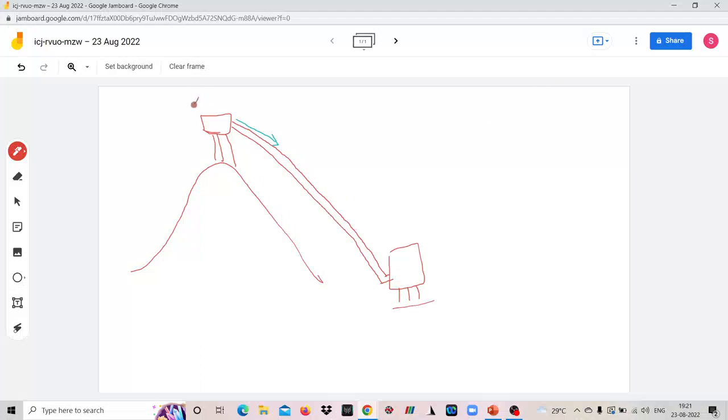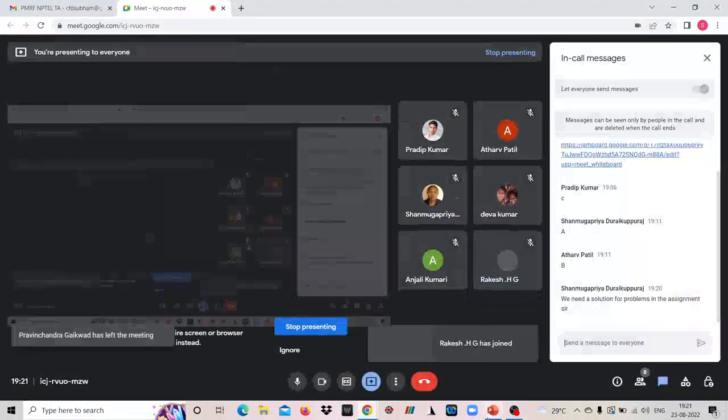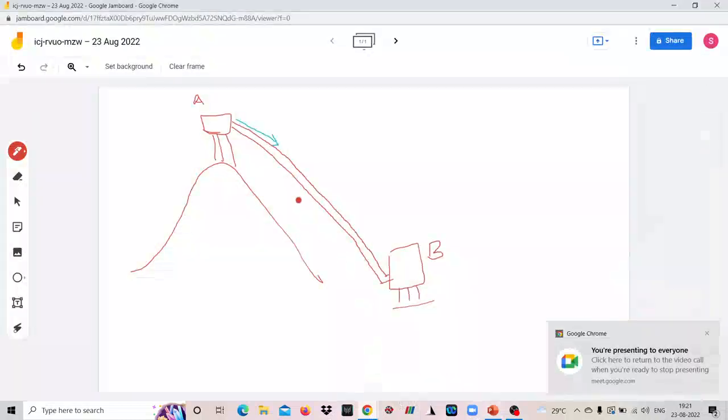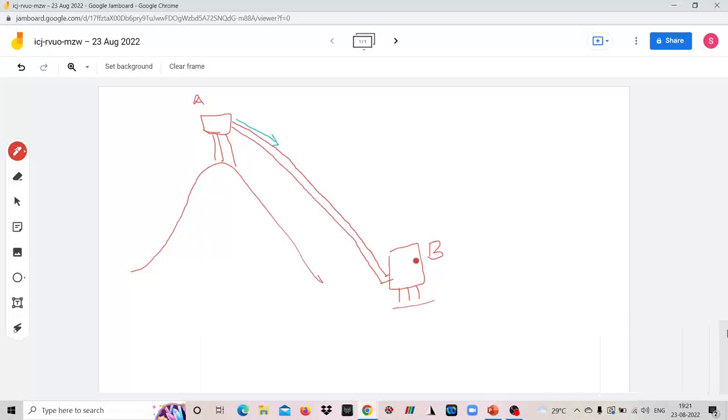Yes, sir. Okay, so this is our reservoir A and this is our reservoir B, and reservoir A and B are connected by a pipe. Now, if you want to transfer water from reservoir A to reservoir B, what effort is required from your side?